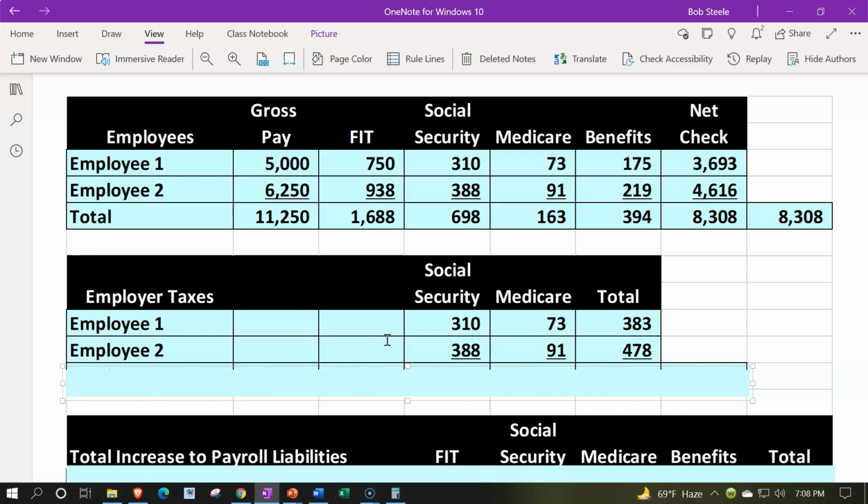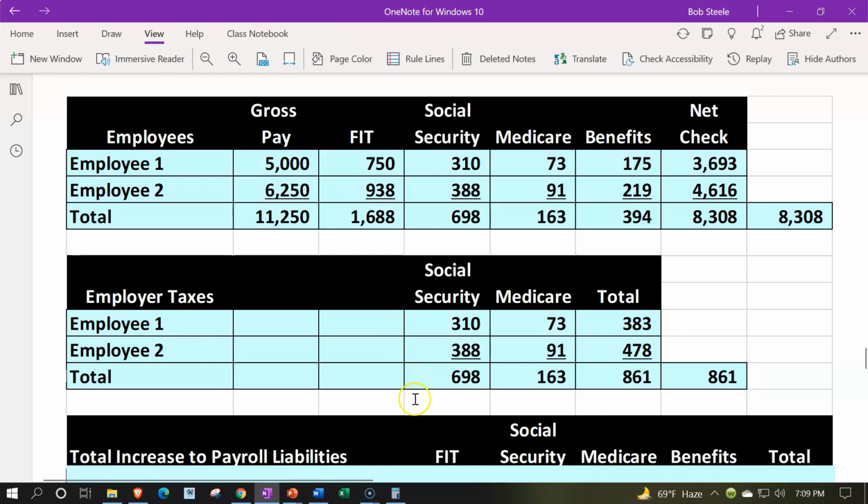These are taxes that we're paying not on our income, but on the income that we paid to the employee. They're charging us taxes on the income that we paid to the employee, right? And so that's going to be these taxes. And then if we add those up, that comes out to the 698 and the 163, which we can again think of those as like the aggregate taxes of the two employees.